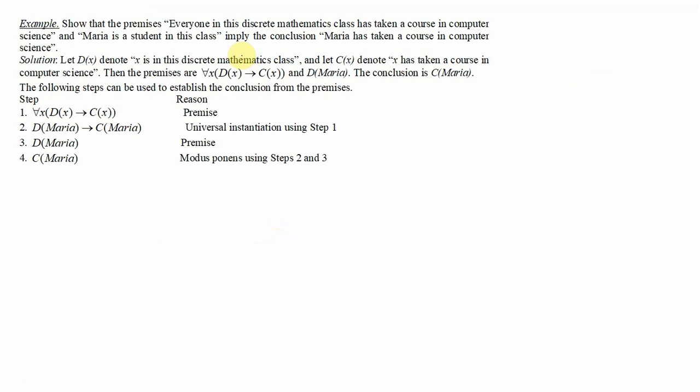Let us see how we can apply these quantified rules of inference in validating arguments. Let's take a simple example. Everyone in this discrete mathematics class has taken a course in computer science. Maria is a student in this class. These are the two premises, and they imply the conclusion: Maria has taken a course in computer science. Now, let's define Dx denotes x is in the discrete mathematics class. Cx says x has taken a course in computer science.